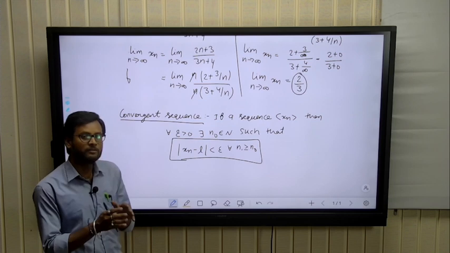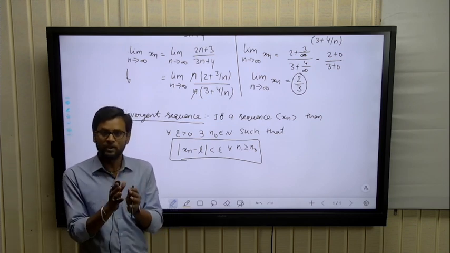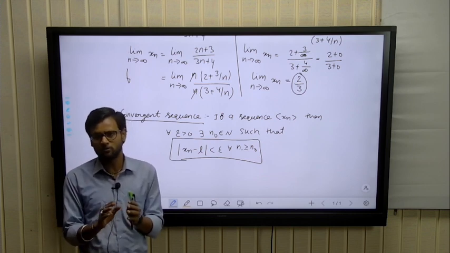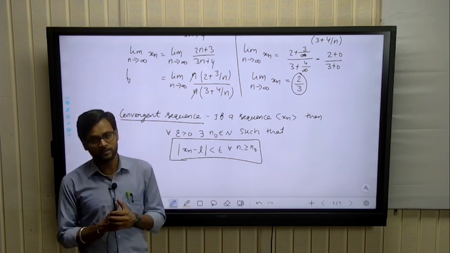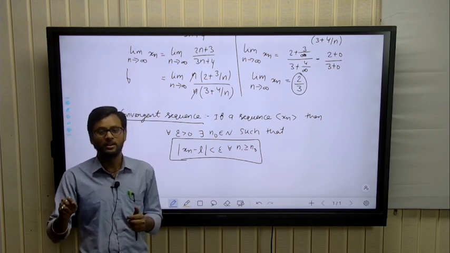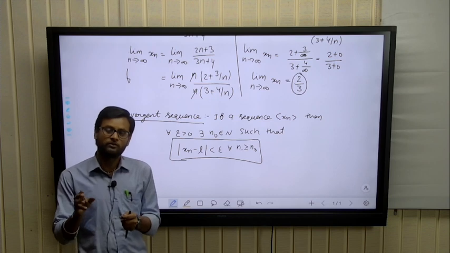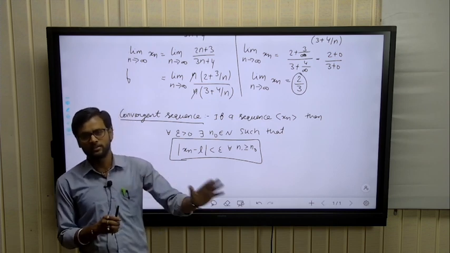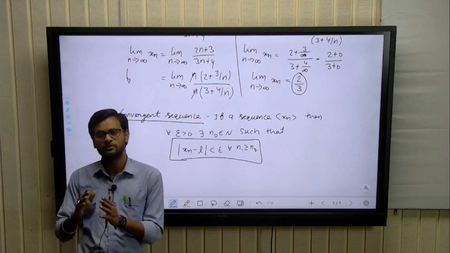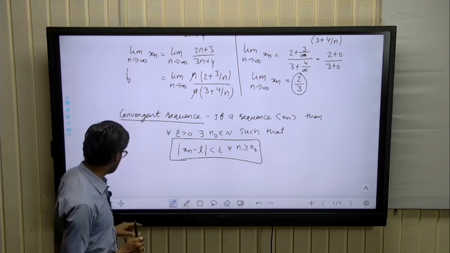When we talk about the limit of a sequence, the limit can be finite or infinite, it does not matter. But when we talk about a convergent sequence, it is necessary that the limit is finite, otherwise it is not a convergent sequence. If a sequence has a finite limit, then we say the sequence is convergent; if it has an infinite limit, then it is not a convergent sequence. Okay, I give the example to you.